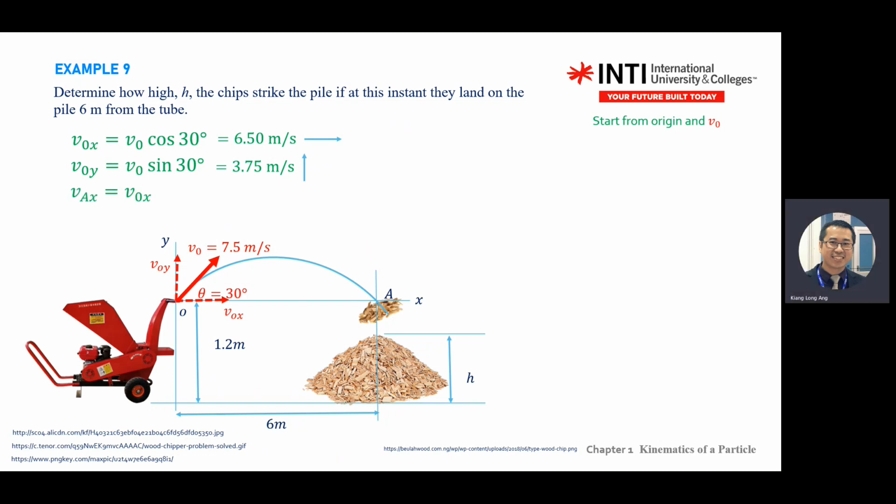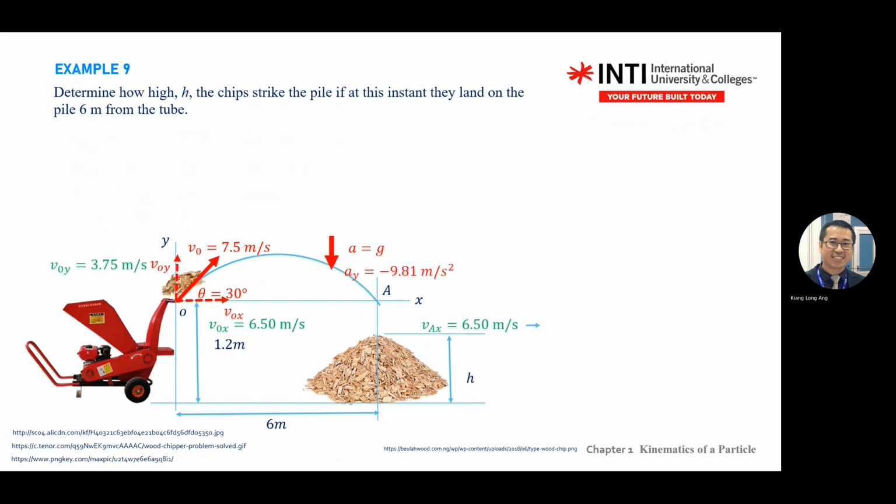Okay, VAX equal to VOX. This one you know. At here, you split into X and Y, so same, huh? So you should understand now why I can write AX at A position equal to VOX. You should understand, huh? Because in X direction, okay.